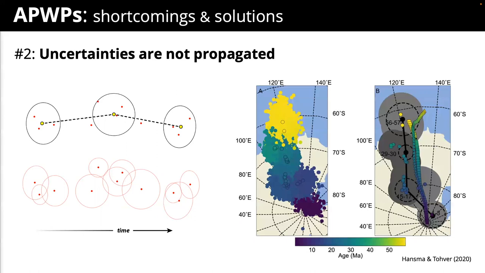So this can be done, we can propagate these uncertainties numerically. This has been done by Hansma and Tauxe in 2020. In this case, they were working with the actual VGPs as well. In the case of what Dowie just showed you, they're resampling by a Monte Carlo approach. They're resampling from the uncertainties, the parametric uncertainties applied to the study level poles.